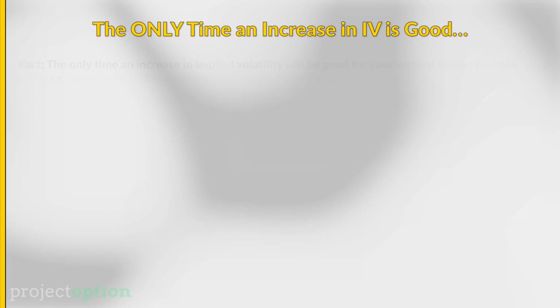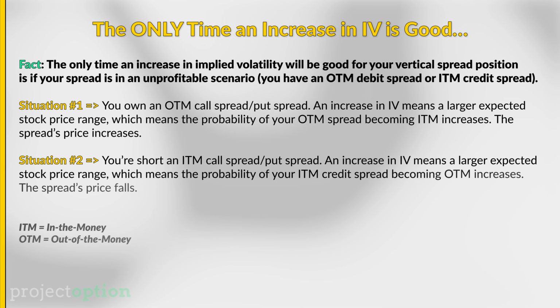The only time an increase in implied volatility is good is if the stock price is not in a favorable situation. Meaning if you buy a call spread and the stock price is below the call spread, meaning the call spread is out of the money, an increase in implied volatility is good because it means that there's a larger potential range or expected range for the stock price.